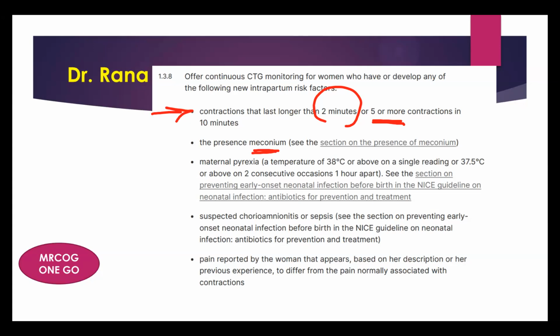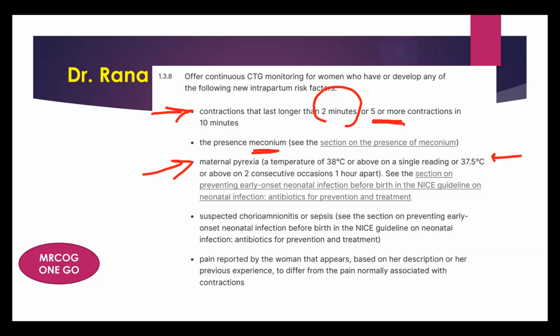Maternal pyrexia, if the patient has a temperature of 38 or more, single reading, or 37.5, 2 consecutive readings, and it has to be 1 hour apart. So it's not important, the details. If it's maternal pyrexia, we will offer the patient CTG. Suspected chorioamnionitis, if we have rupture of membrane and now the patient starts to have a high temperature or pain or anything, or even you suspect that this patient starts to have chorioamnionitis, we need to offer her continuous CTG.